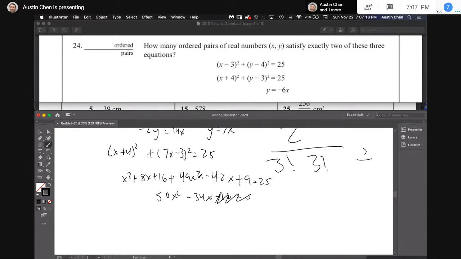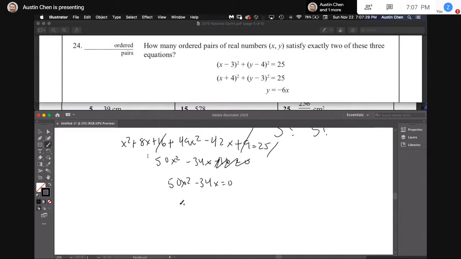Okay, yeah. If you do this, these 25s cancel. So then you're left with 50x squared minus 34x equals 0. Okay, so then you're left with two solutions. It's x equals 0 and x equals 34 over 50. So this is just 17 over 25.